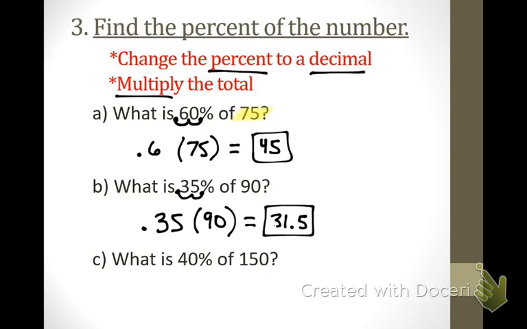Okay, go ahead and pause the video and I want you to try to do problem C on your own. Okay, here we go. The decimal point is over here. You're going to go ahead, put it right there, 0.4, and multiply it times 150. When you do that, hopefully you found out that your answer is 60.